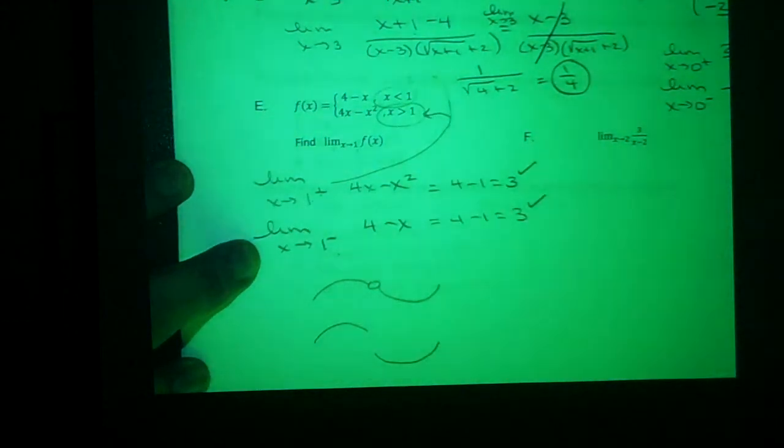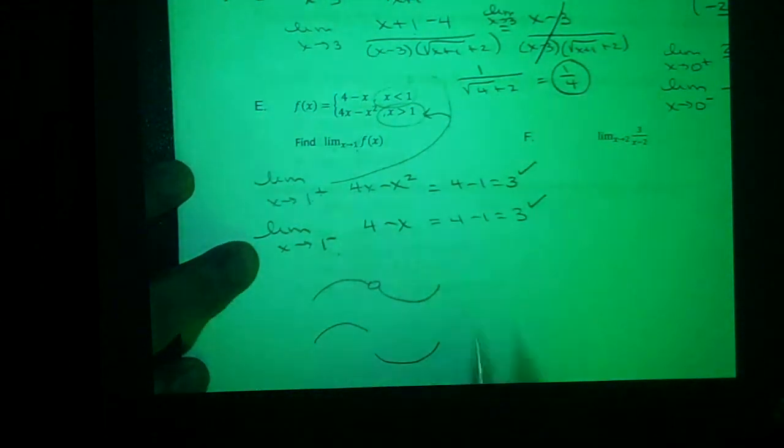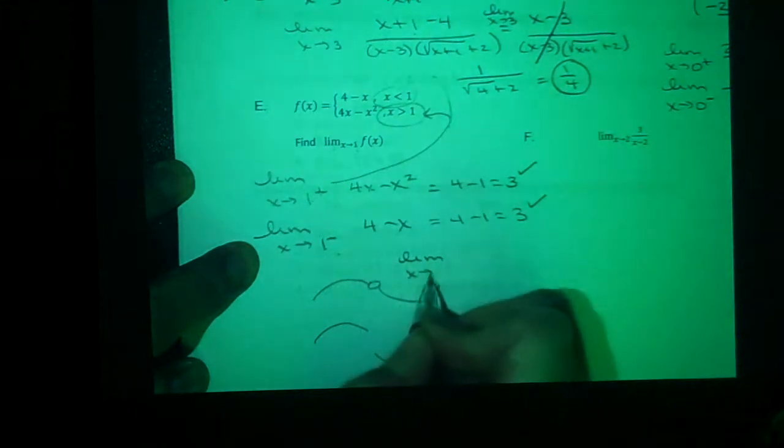And when I plug in the number 1, I get 4 minus 1, which is 3, or 4 minus 1, which is 3. Because I get the same value, I can be sure that the limit as I approach 1 of my function is 3, from the left or from the right. Without all that work on the test, you won't get full credit. You need to show me you know that I need to come from the left and the right to get a limit on a piecewise function.